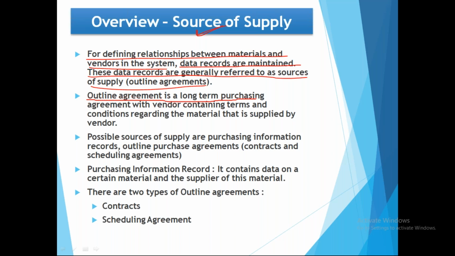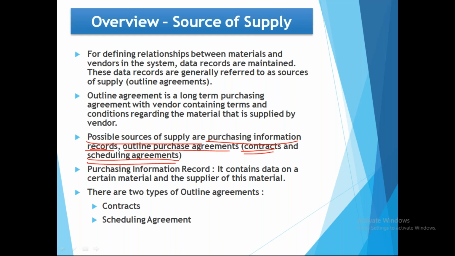An outline agreement is a long-term purchasing agreement with a vendor containing terms and conditions regarding the material that is supplied by the vendor. This outline agreement will contain an agreement between the vendor and our purchasing department. So it's a purchasing agreement. Possible sources of supply are the purchase info record and outline purchase agreements like contracts and scheduling agreements. We will discuss all these things in detail.